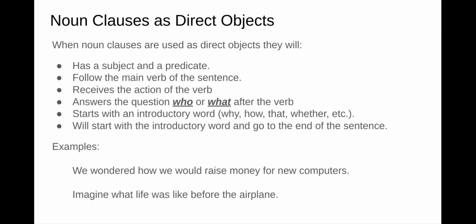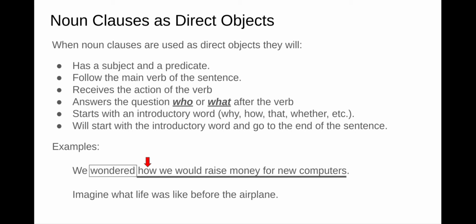Looking at our first example, we wondered how we would raise money for new computers. So the first thing we need to do is find the main verb. What did we do? We wondered. All right, now after the main verb, what answers who or what? So we wondered what? Well, we wondered how. Well, there's that introductory word. And then we go to the end of the sentence. So this whole clause, how we would raise money for new computers, is a noun clause that is the direct object answering what we wondered about.